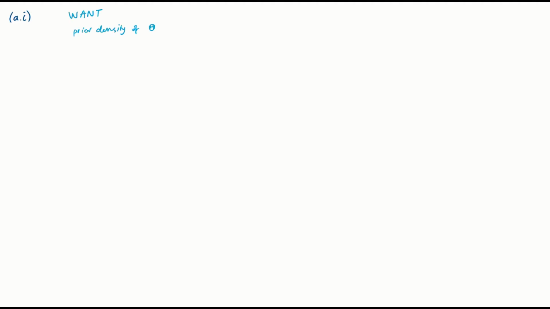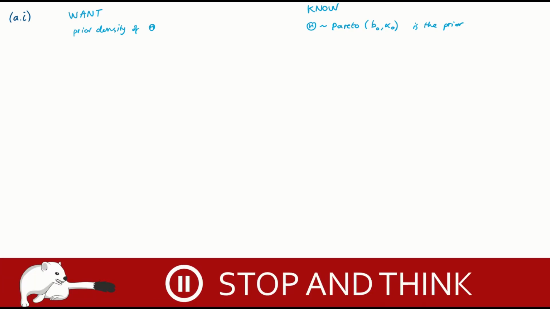Part 1. What is the prior density of the random variable capital theta? What do we know? We're told the distribution of theta. We're told theta is a Pareto random variable with parameters b0 and alpha 0. And this is the prior distribution we're using for theta. Stop and think. Ask yourself, how would I go about finding the prior density?